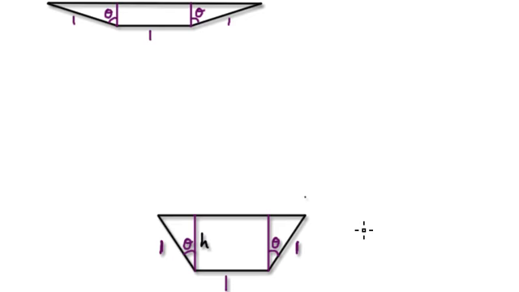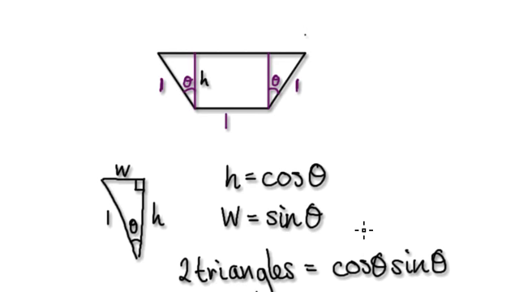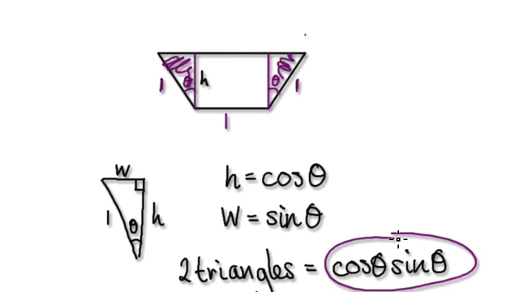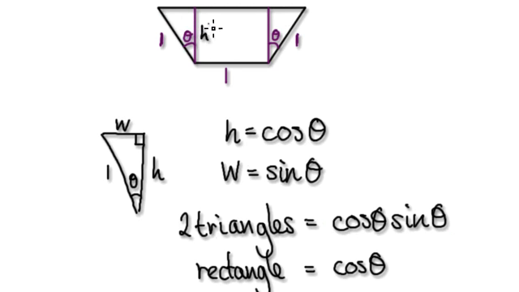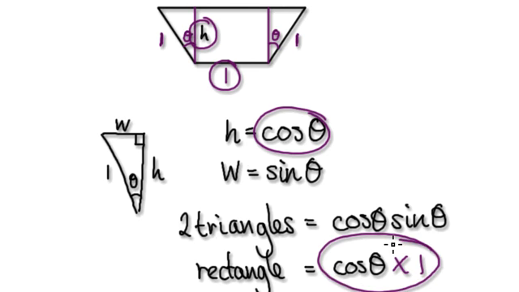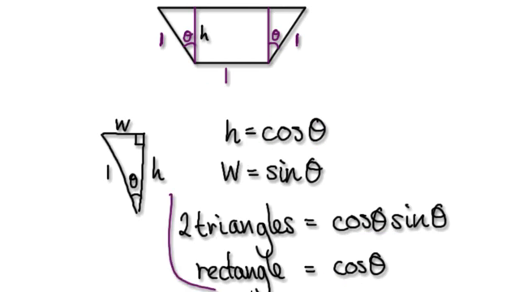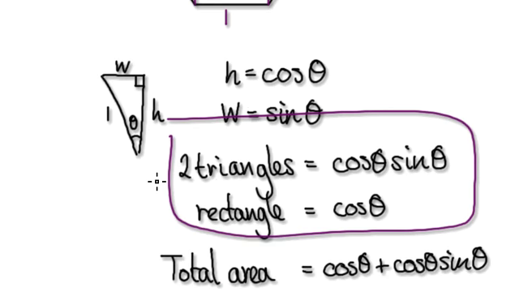Okay, so hang on. To do this, if you look at the diagram here, the height here is given by cos theta. And hang on, let me think. The width here is given by sine theta. So this area plus this area here is given by this. And this rectangle here, this area is given by h times 1. So h is cos theta, so cos theta times 1, which is just cos theta. So anyway, looking at this here, the total area would be given by this.